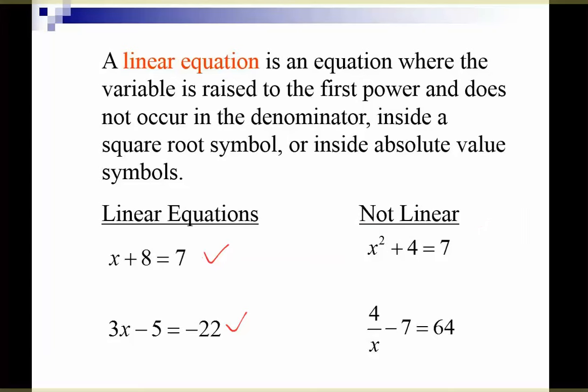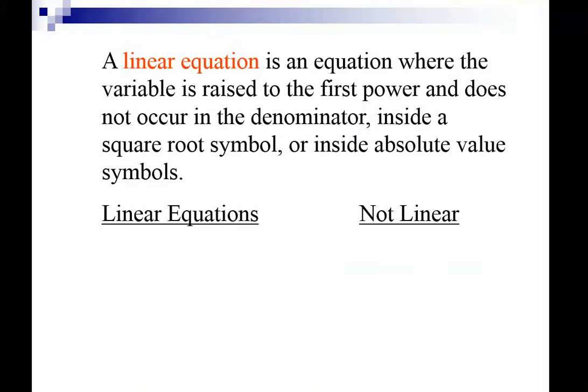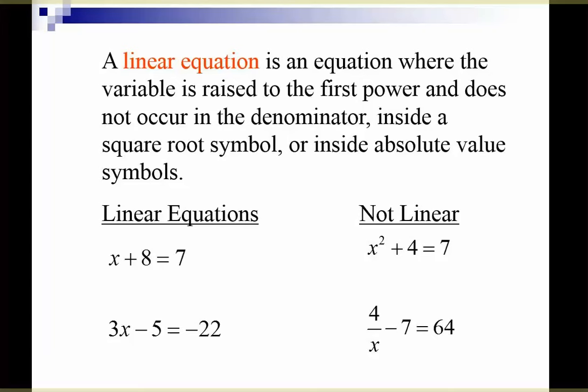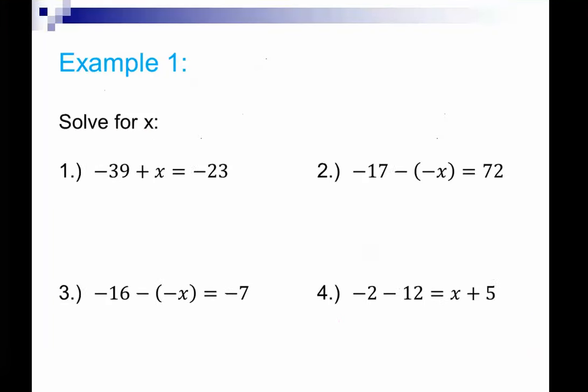All right, what about on the bottom? 4 over x minus 7 equals 64. Why is that one not linear? Well, the x is raised to the first power, so to speak, but the x happens to be in the denominator, and it's not allowed to occur there according to the definition. When x occurs in the denominator, you get another funky graph. It's not quite a parabola, but you're going to end up getting something called a hyperbola. It's definitely curvy, and it's not linear. So you should be able to identify whether an equation is linear or nonlinear just by looking at it, not having to graph it.